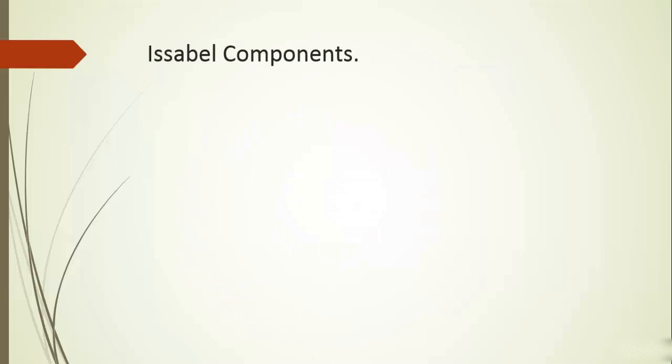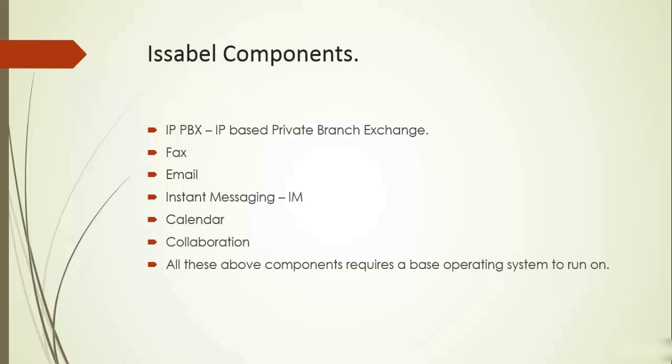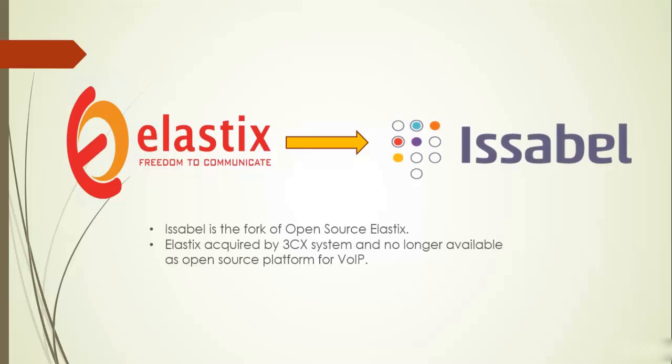Issabel components. Issabel can be used as an IP-PBX, IP-based private branch exchange, as a fax server, as email, instant messaging, IM, calendar, collaboration. All these components require a base operating system to run on. Now further, Issabel is the fork of open source Elastix. Elastix was acquired by 3CX and is no longer available as an open source platform for VoIP.